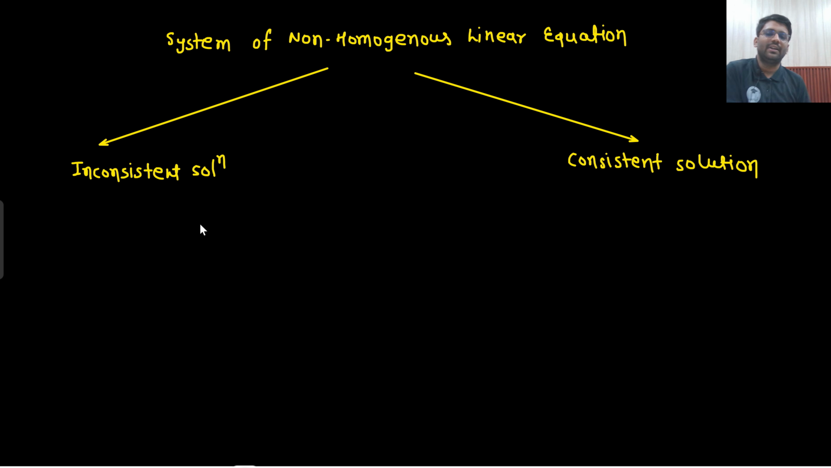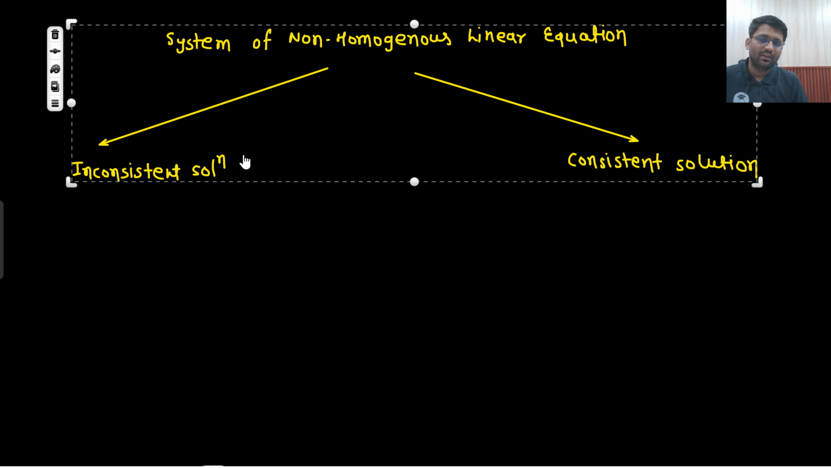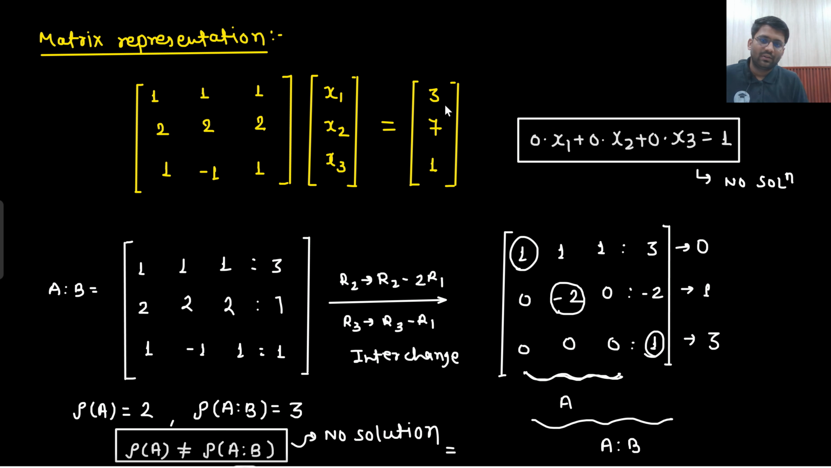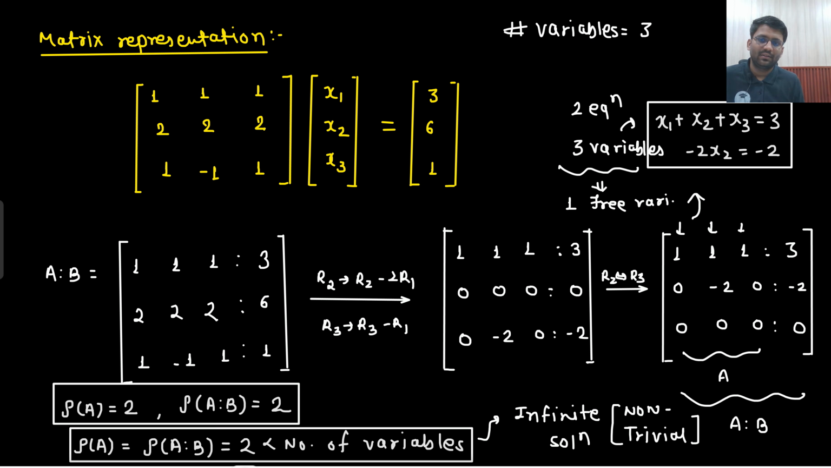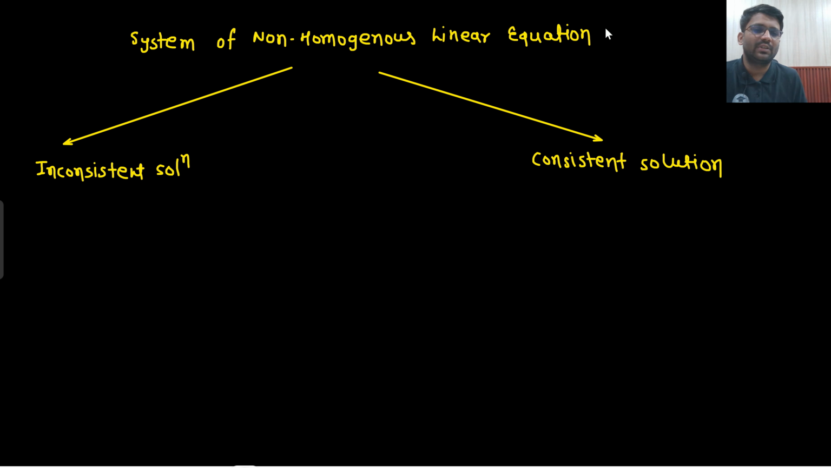Based on that, let's make a conclusion about the system of non-homogeneous linear equations. What were we studying about? We were studying about Ax equals B. As of now, these were non-zero, so we were studying non-homogeneous equations, that means Ax equals B. So we can have two kinds of solution: inconsistent and consistent.